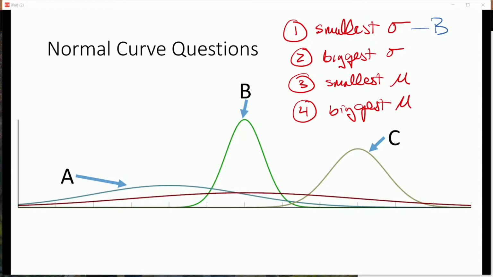Next, we have Gabrielle. Which one has the biggest standard deviation? It is A. Very good. So it's kind of the opposite. There you're looking for something stretched out, squished down. Very nice. Okay, so what else do we have?